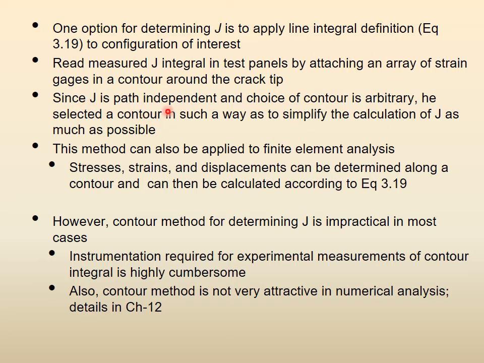Since J is path independent and the choice of the contour is arbitrary, he selected a contour in such a way as to simplify the calculation of J as much as possible. This method can also be applied to finite element analysis. Stresses, strains and displacement can be determined along a contour and then J can be calculated according to the equation. The equation is there, right?